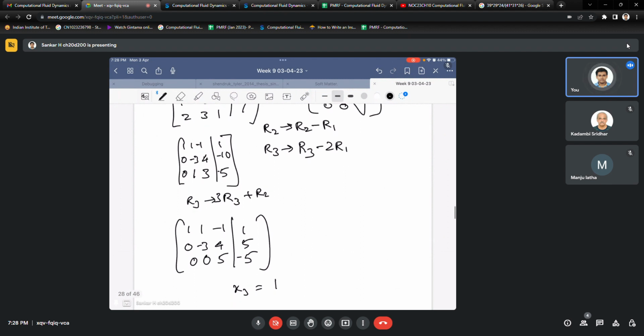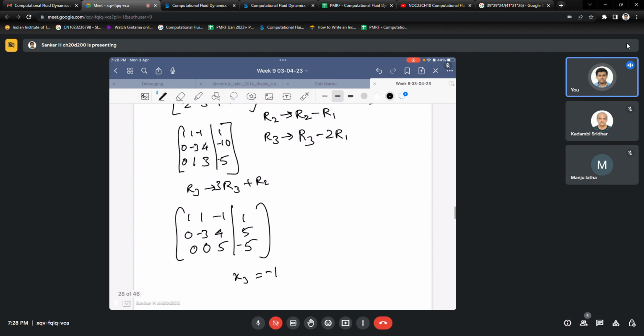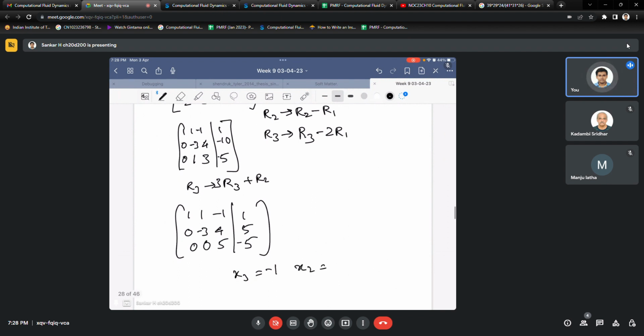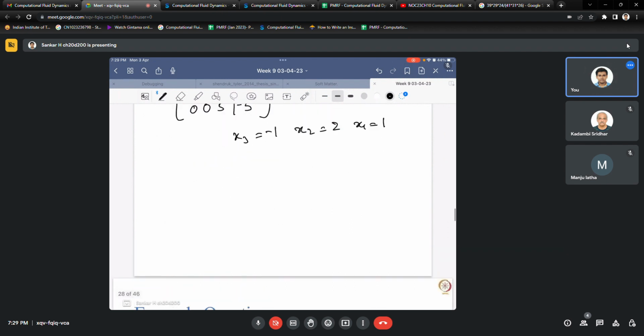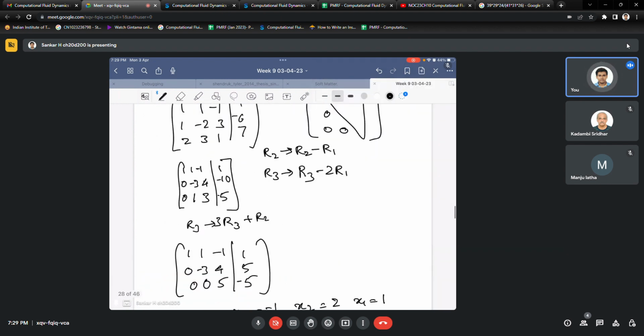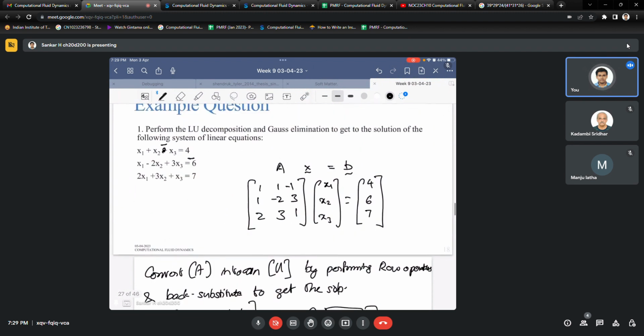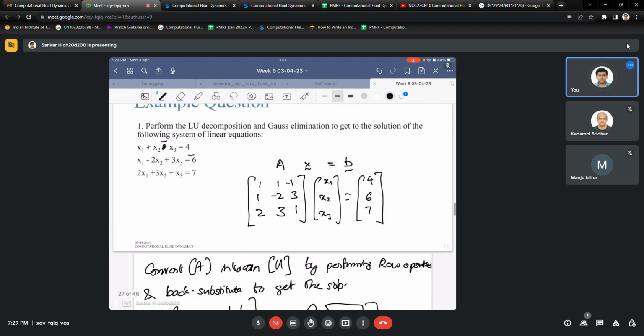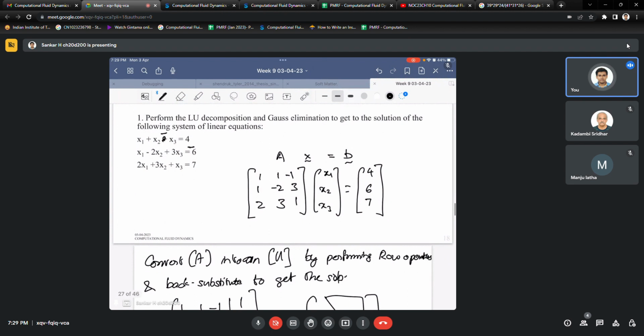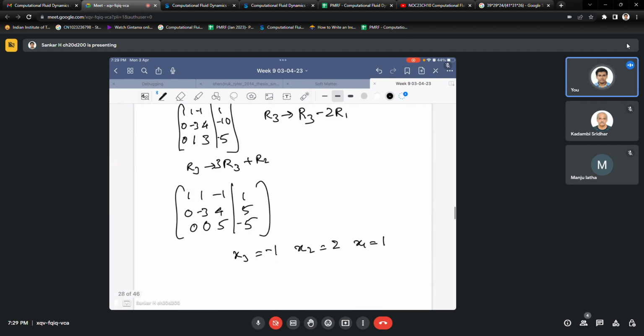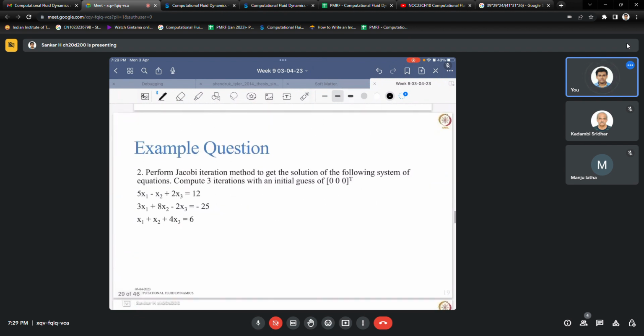Just 1 second. I'll be getting a minus 1 for this. x2 will be... I think I made a huge blunder over here, and sorry. This will be x1 by back substitution. x1 will be 1. I think I've copied the entire question wrong. I'll come back to this after. Let me just revise my notes and come back to this after the end of the class today.